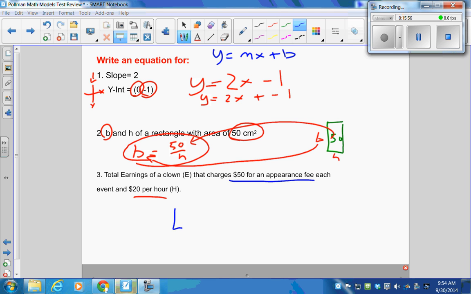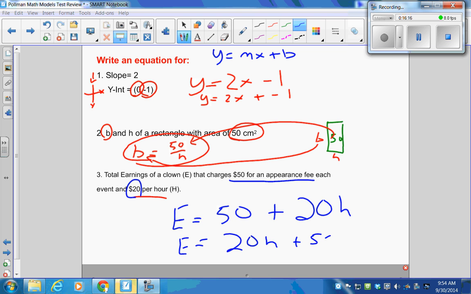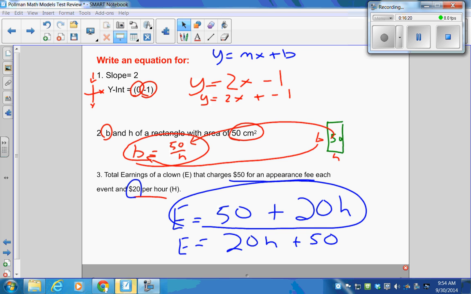My total earnings equals 50, which is just the appearance fee. They get that for showing up regardless, and they only get $50. And then they get another $20 per hour, so depending on how many hours they work, my variable goes next to that one. You could have the top one, or you could have the bottom one. Both would work. Know that for the exam.